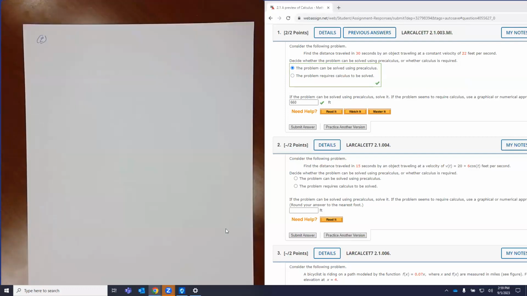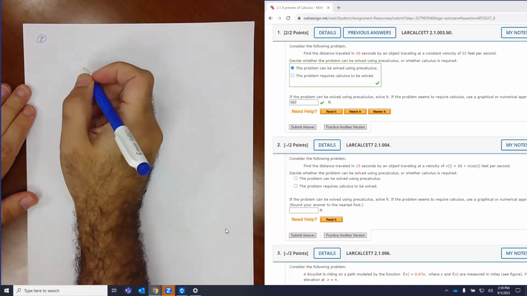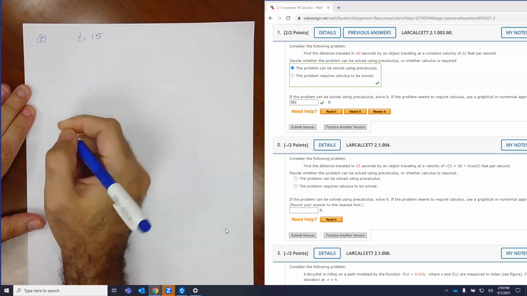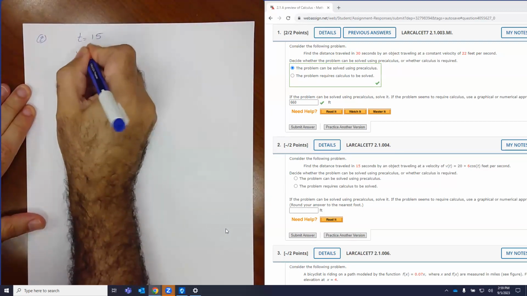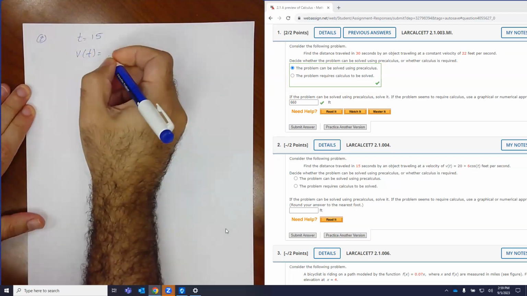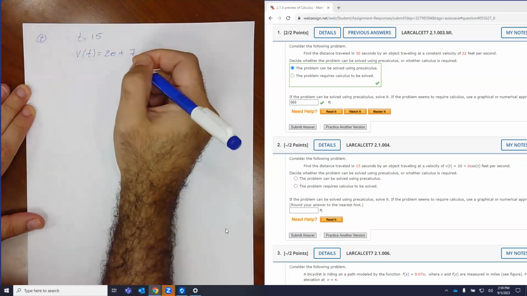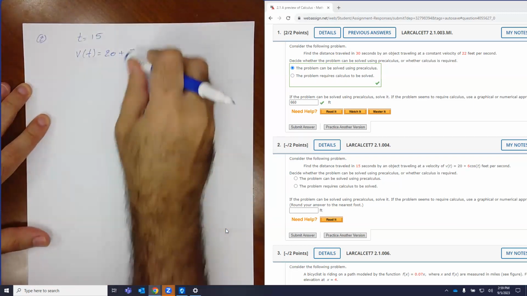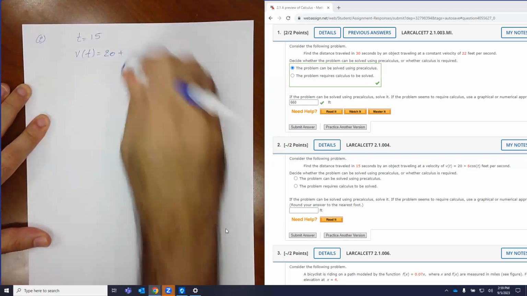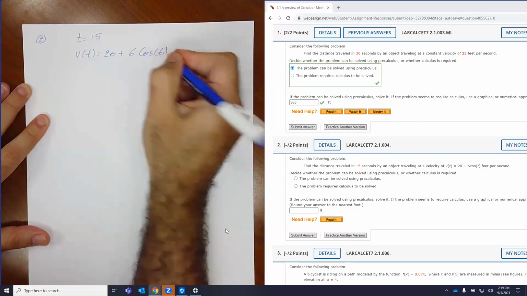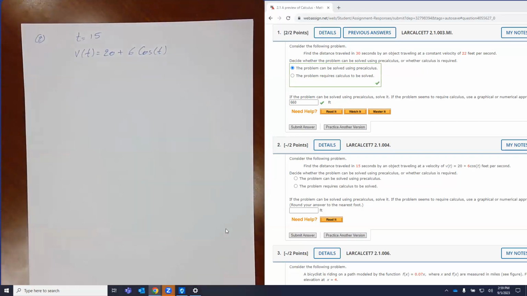Let's check example 2. Find the distance traveled in 15 seconds given the object's velocity. So we need to find the distance. We have the time equal to 15, and we have the velocity, v of t equals 20 plus 6 cosine t. So let's check how we're going to solve this problem.